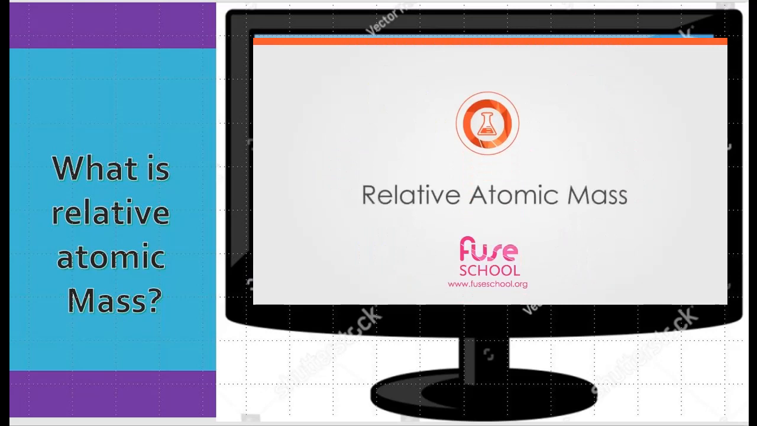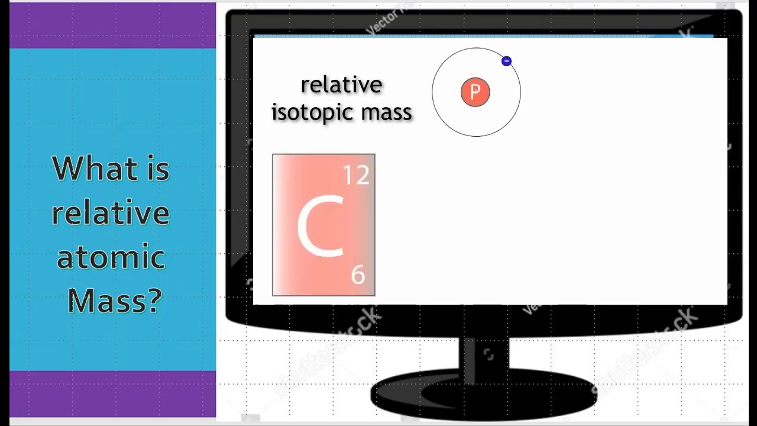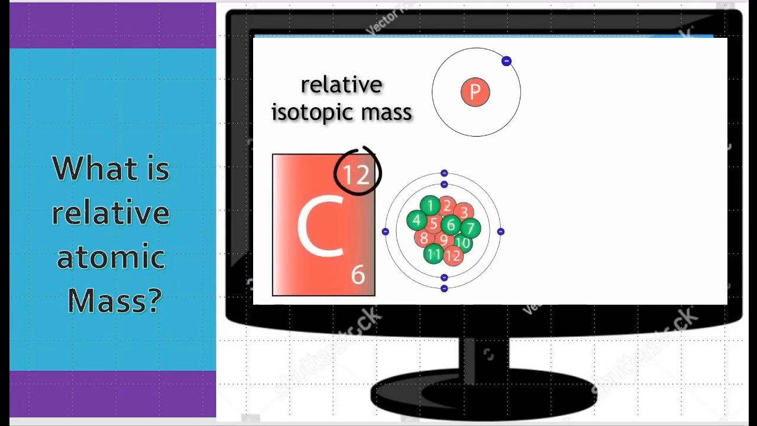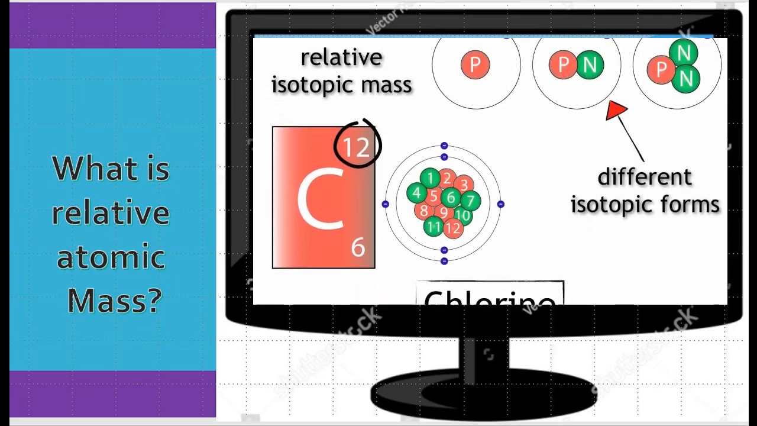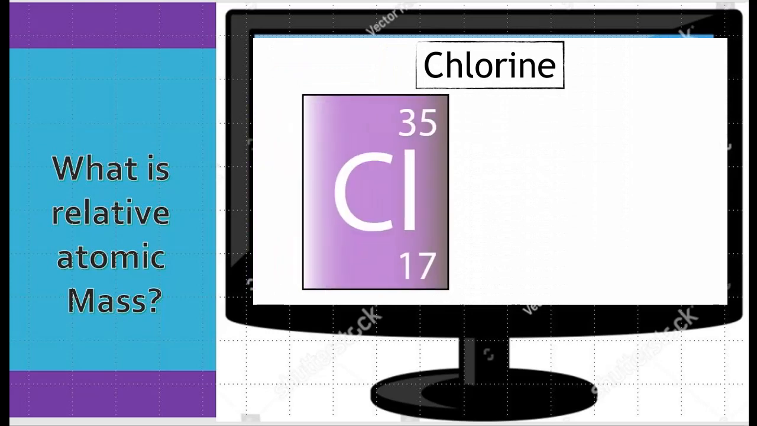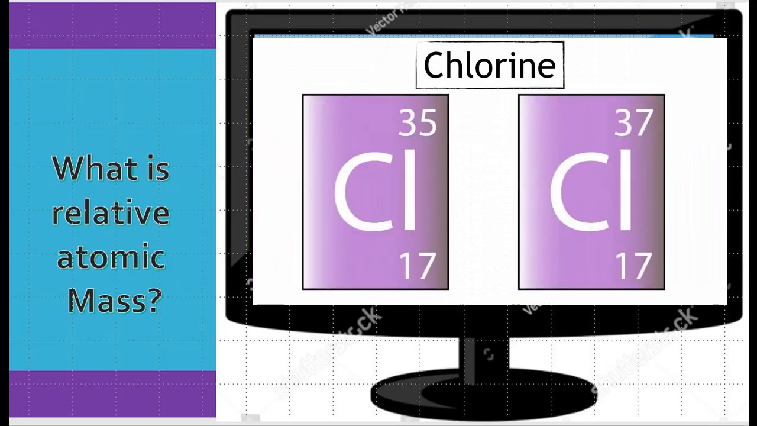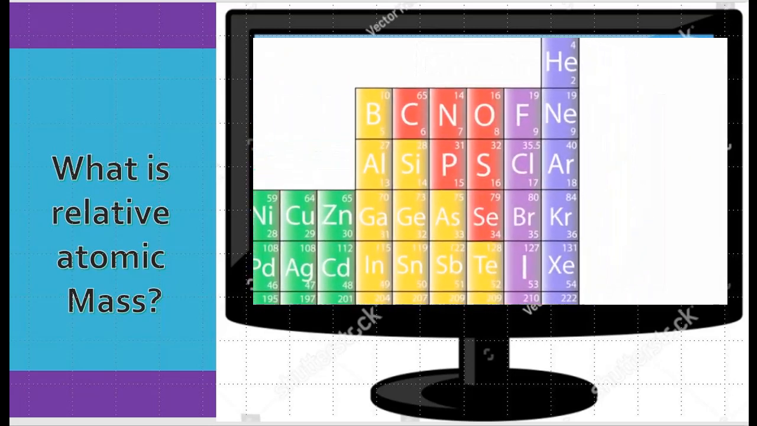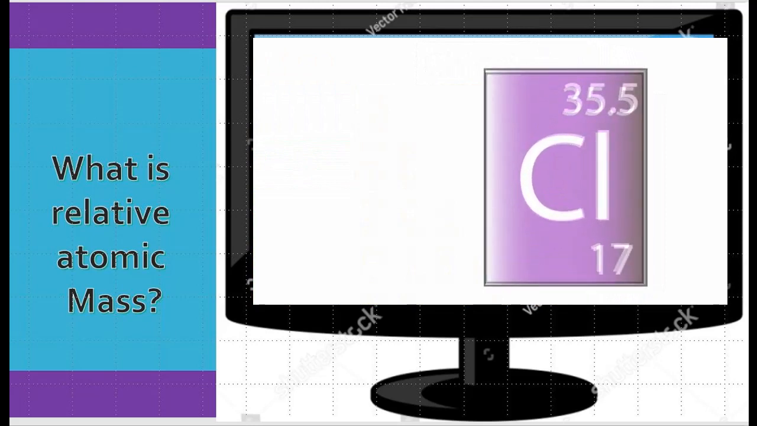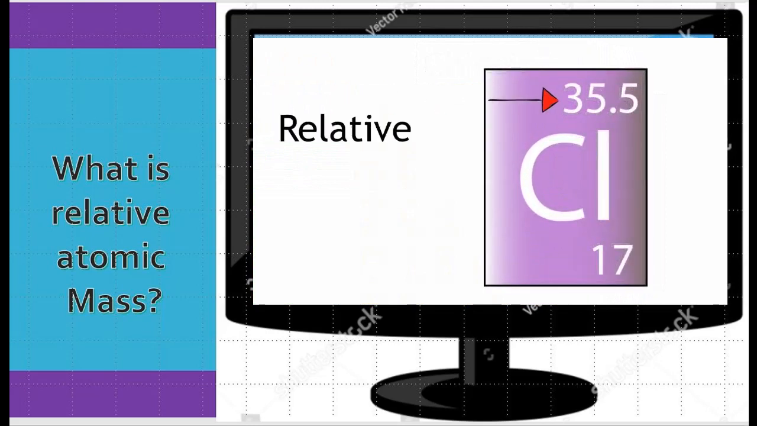The relative isotopic mass is the mass of an element in relation to carbon 12. The reason that this is the isotopic mass is because some elements have different isotopic forms. For example, chlorine can be found as chlorine 35 and chlorine 37. The isotopic mass is not the mass number which appears on the periodic table. The number seen on the periodic table is the relative atomic mass, or the AR.